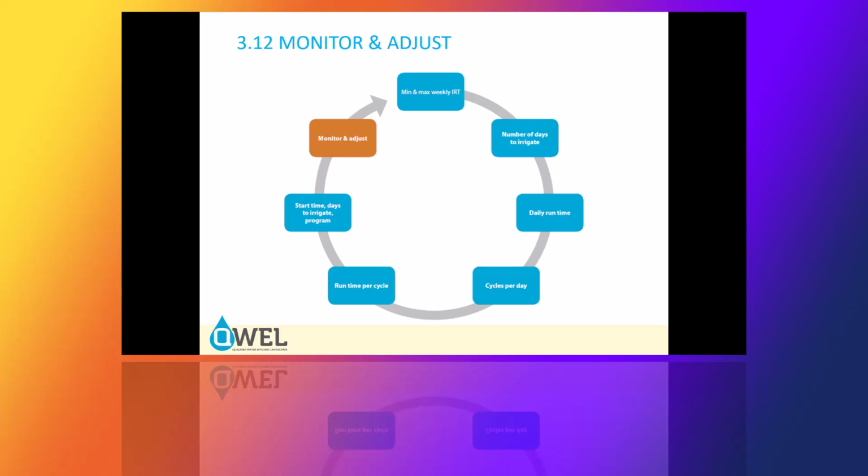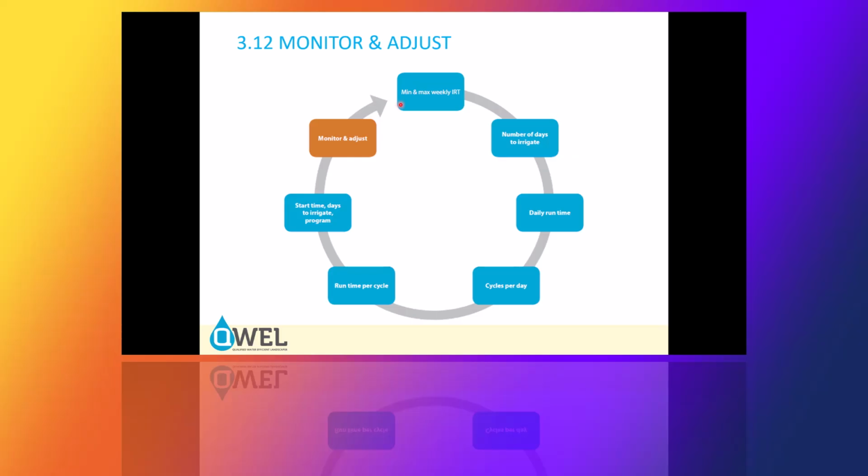Also, we might need to reduce runtime if soil appears excessively moist and to also limit excessive vegetation growth. Or on the opposite side, we might have to increase runtime if soil appears excessively dry or the plants are showing signs of drought stress. This figure displays the steps we just went through as a continuous cycle.